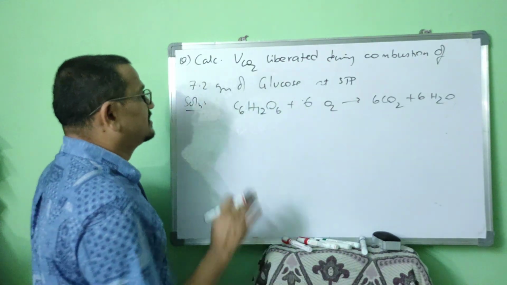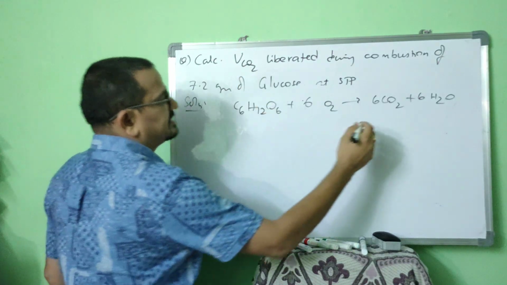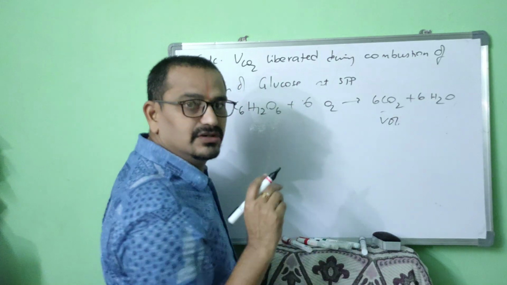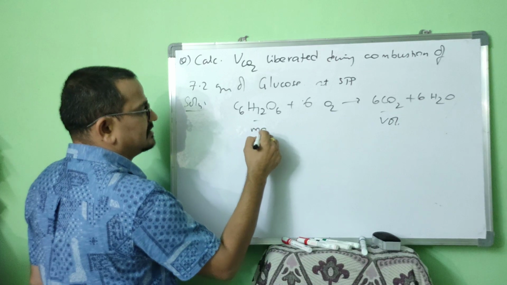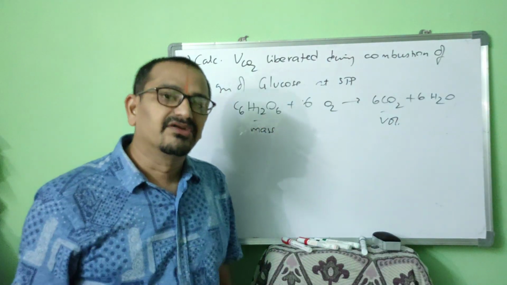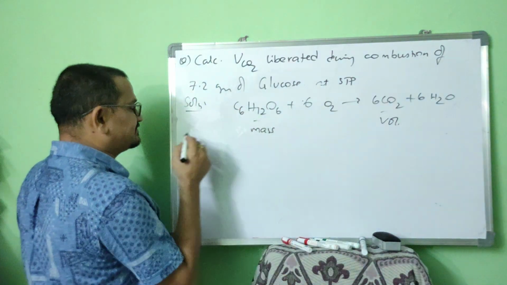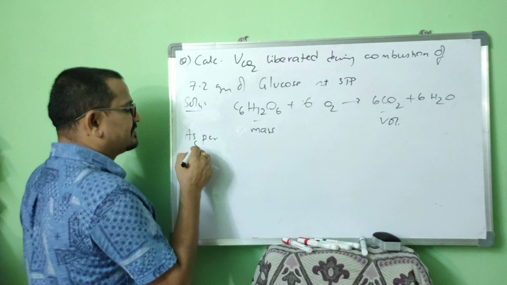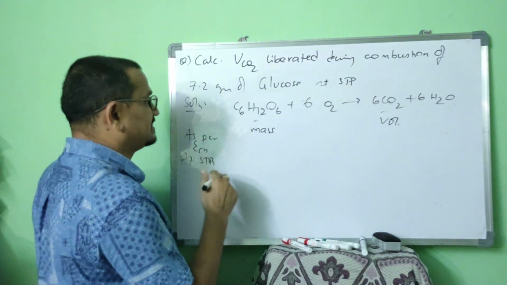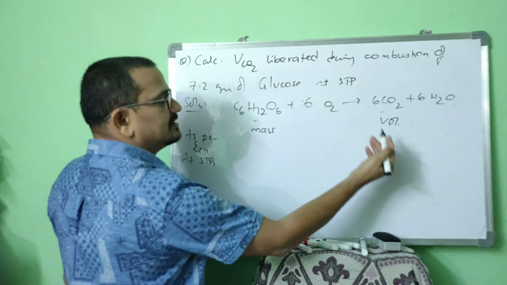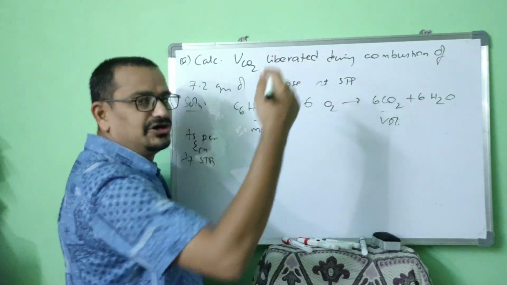Now, what is our next step? Read the question properly. Volume of CO2 liberated, underline that. Volume of CO2 liberated during combustion of some mass of glucose. Underline this, mass. So this is a question based on which relation? Mass volume relation. Now, as per the balanced equation at STP conditions, what mass is giving what volume of CO2?